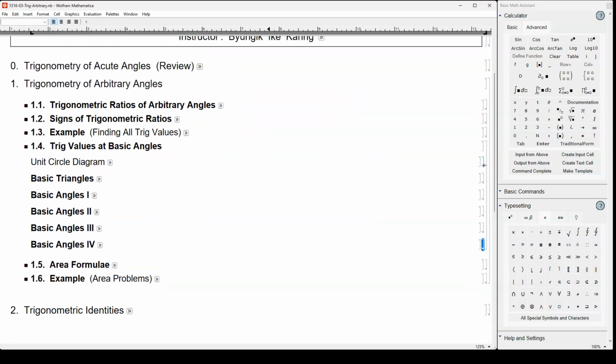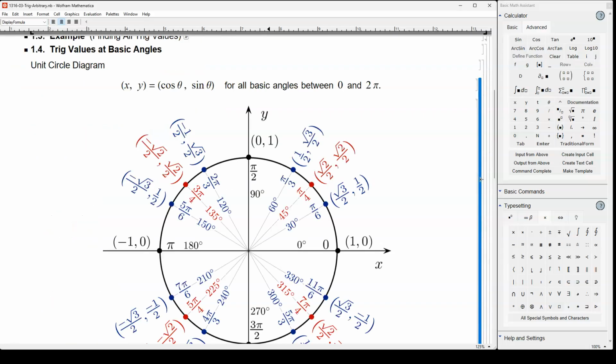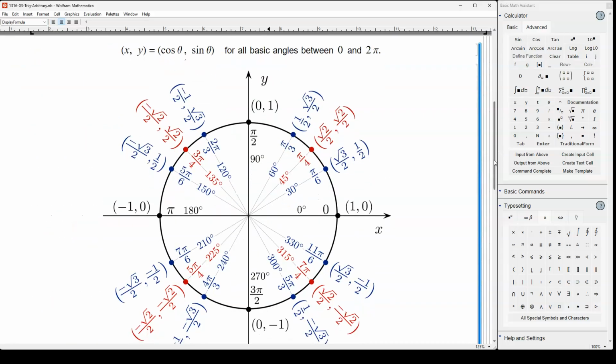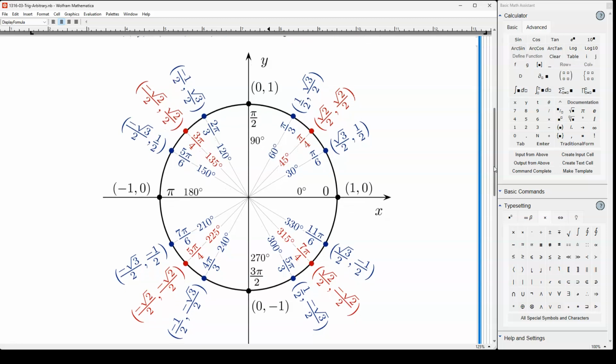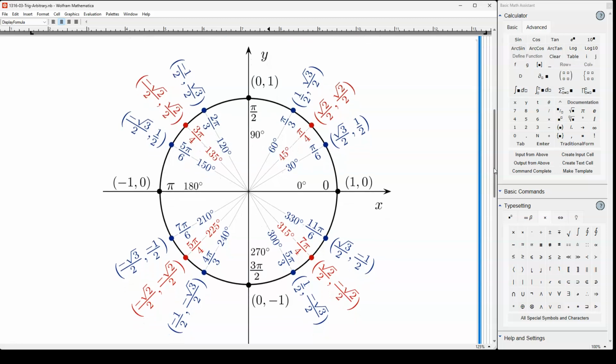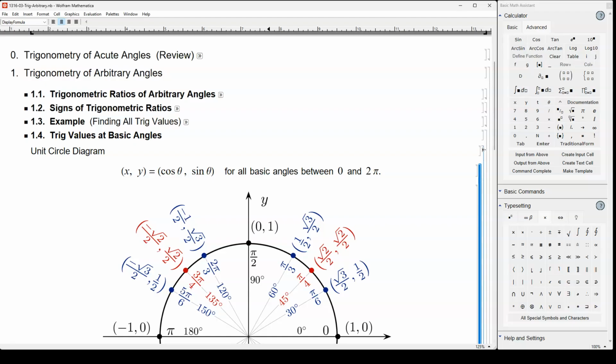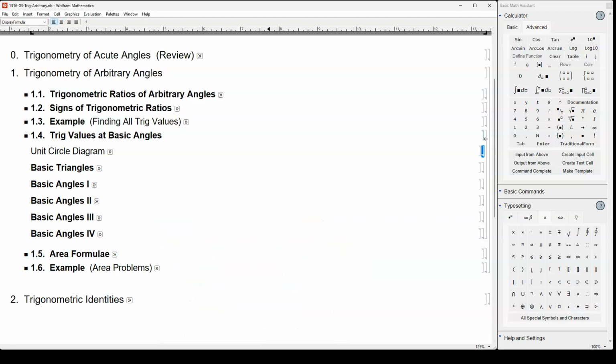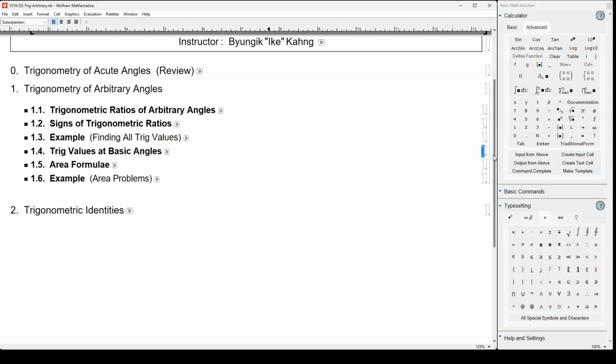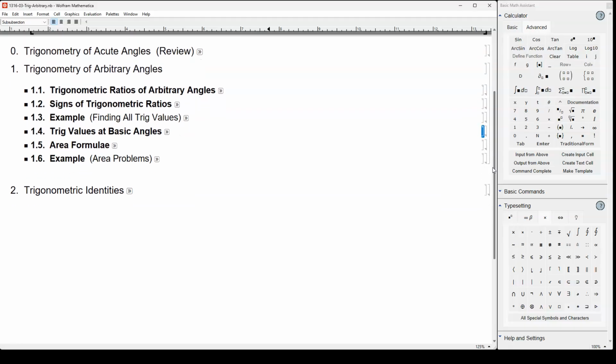In the end, the summary is right here, the unit circle diagram. Please remember this. And I posted this unit circle diagram on the announcement page. You can print it out and use it for the rest of the semester. Alright, so basic angles done.